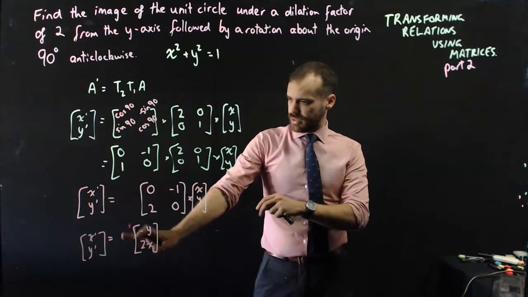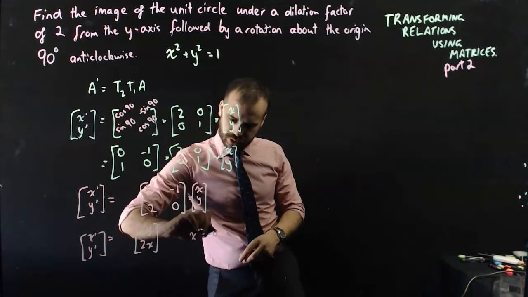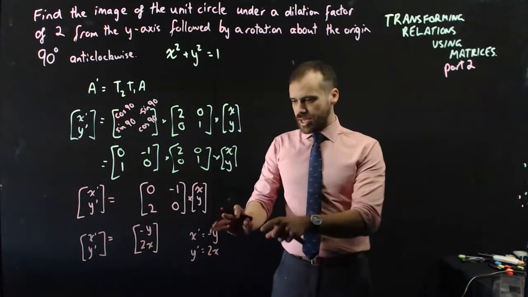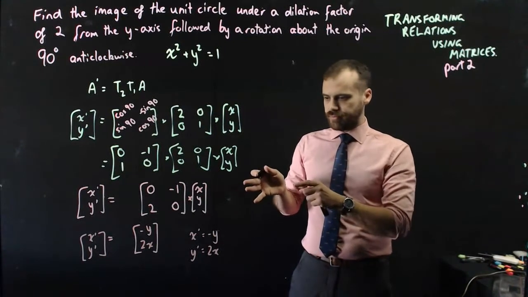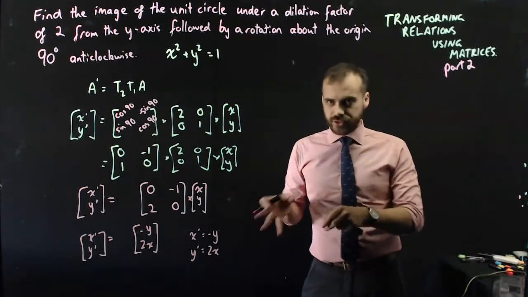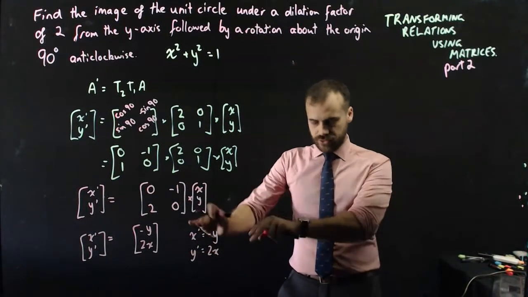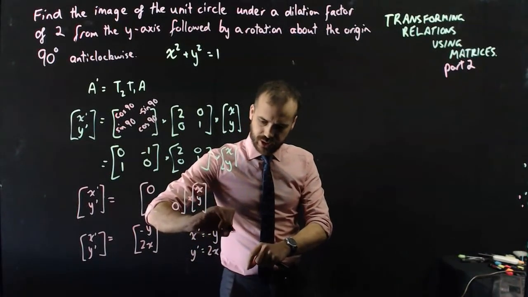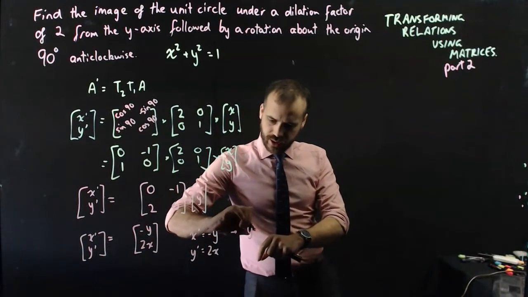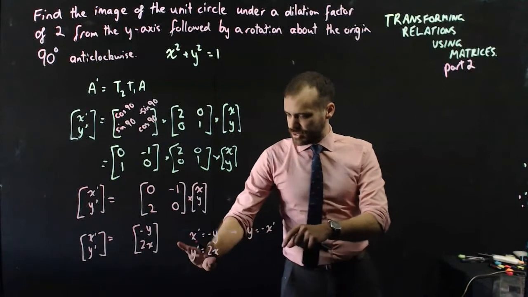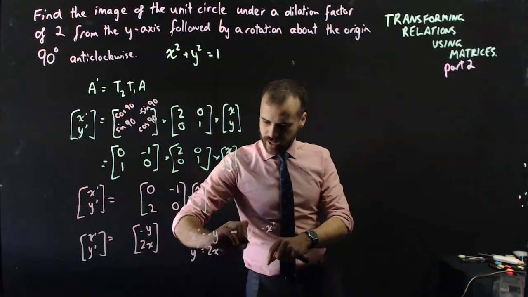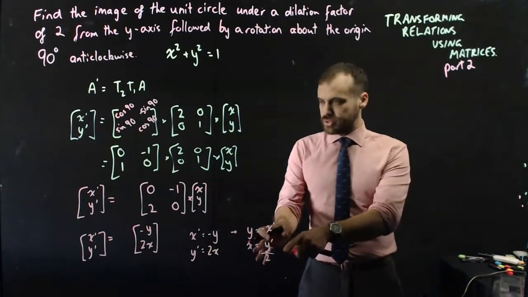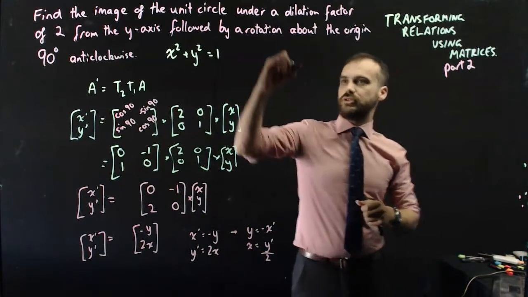Now what that means for me is that x dash is equal to negative y, and y dash is equal to 2x. So now I need to rearrange those to make x the subject. And it's kind of an interesting question here because usually x is in the top line, but it's not. It's here in the bottom line. So I can rearrange that one and rearrange that one. So rearranging this one, we get y is equal to negative x. And rearranging this one, we get x is equal to the image of y over 2. And now I can take those two and sub them into my original formula.